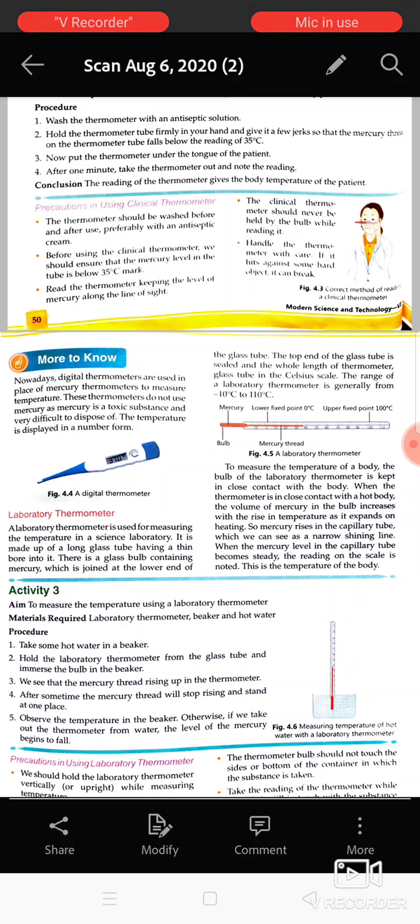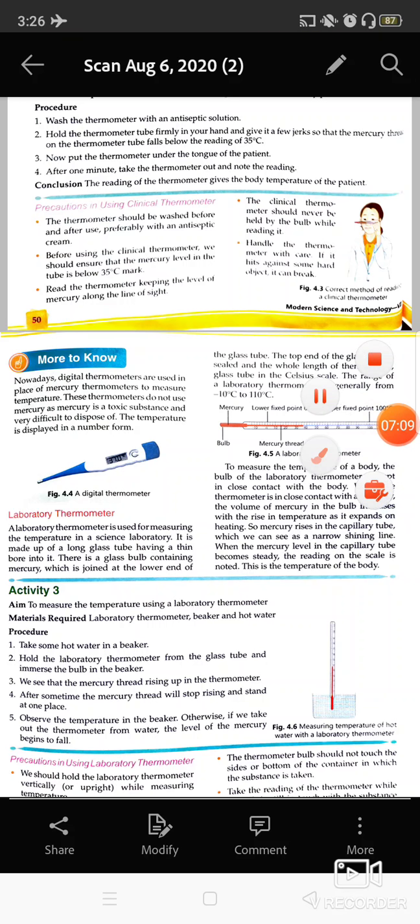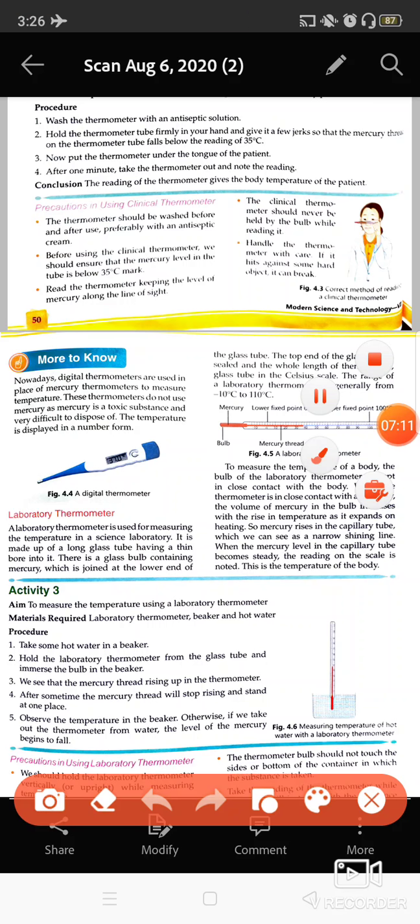And you must wash it before using it and after using it also, because it will lower the temperature, and it will be safe for use. If you are putting it in someone's mouth, germs can attach to the bulb.